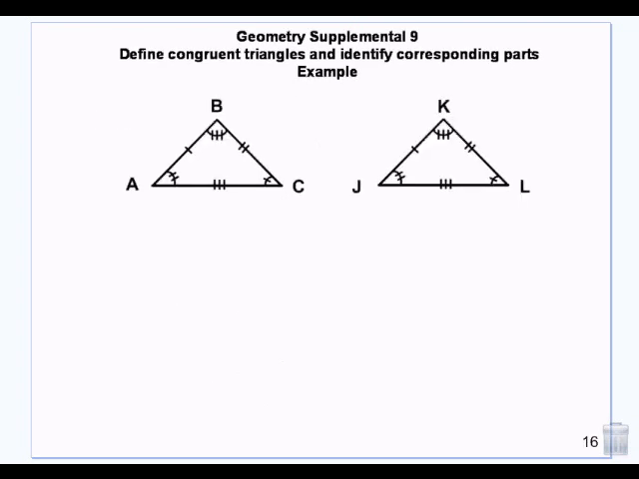Okay, so are these congruent? We've got all the sides are the same. We've got all the angles are the same. So yes, they're congruent. So we want to identify that. So we say ABC is congruent to JKL. And you'll notice I've listed A and J in the same position because those are the congruent angles. So angle A is congruent to angle J. Angle B is congruent to angle K. Angle C is congruent to angle L.